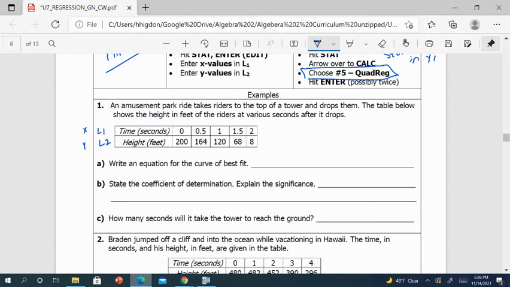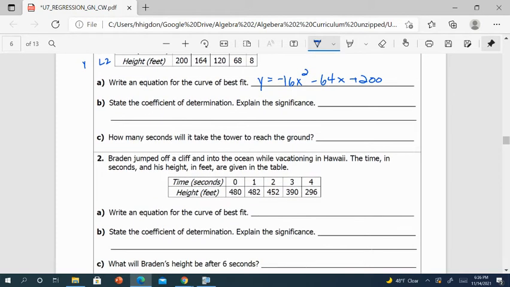I'm going to write my equation. I'm going back to my worksheet. Part A says write an equation for the curve of f(x). We got y equals negative 16x squared minus 4x plus 200. Part B says state the coefficient of determination and explain the significance. So the coefficient of determination is 1, which means that our data has a very strong correlation, or if you want to say relationship, that works as well.